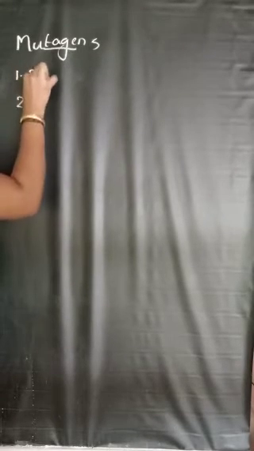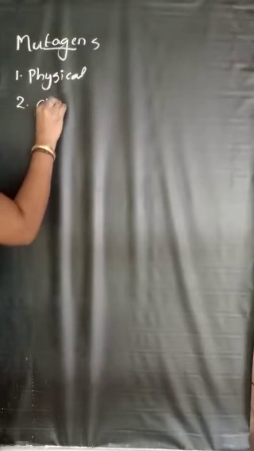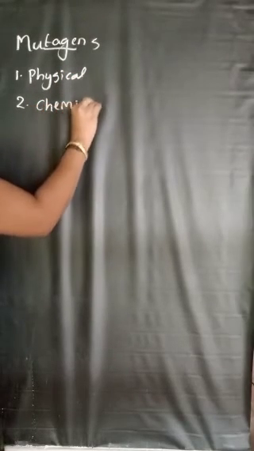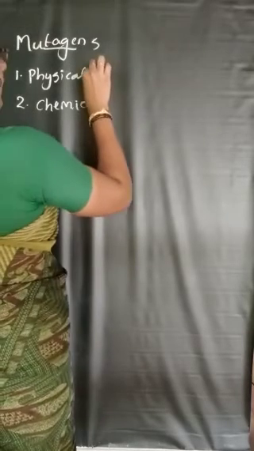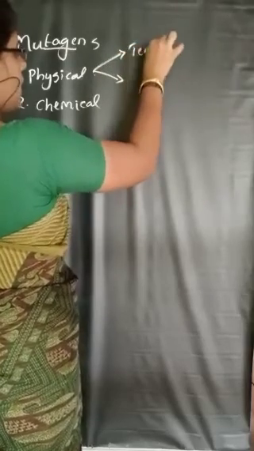So any substance, whether chemical or physical parameters, which causes mutation to an organism is called a mutagen. Mutagens are of two types, that is physical mutagens and chemical mutagens. And physical mutagens are again of two types, that is, it can be either temperature or radiation.